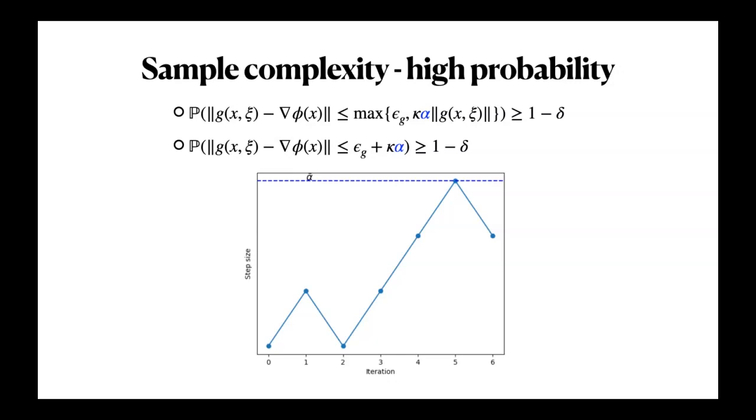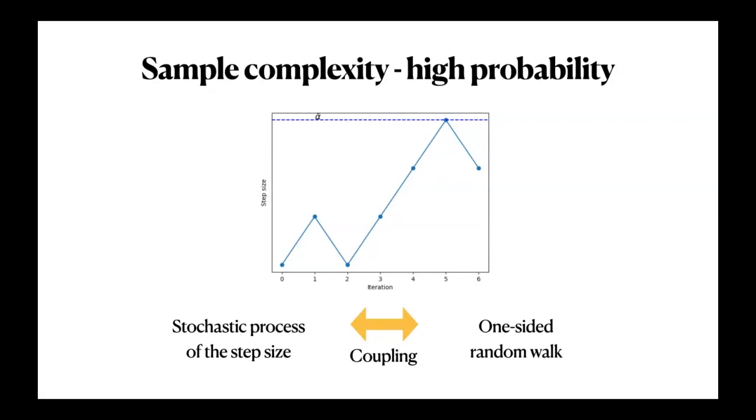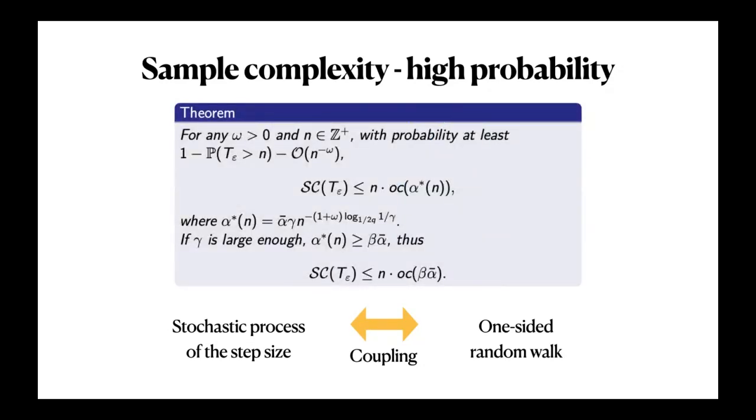So given our assumptions on the oracles, as we've seen, those very weak assumptions, we can still have this very nice property, which basically says as long as your step size falls below a certain threshold, alpha bar, then your step size parameter follows an upward drift. And that behavior allows us to have a coupling argument between the stochastic process of the step size and a one-sided random walk. And leveraging this idea of lower bounding the stochastic process of the step size using a one-sided random walk, we can have a general theorem to characterize the sample complexity results for any algorithm that falls into this framework.